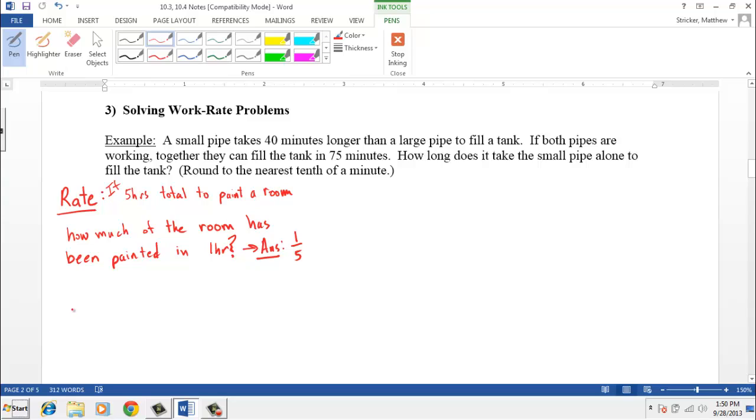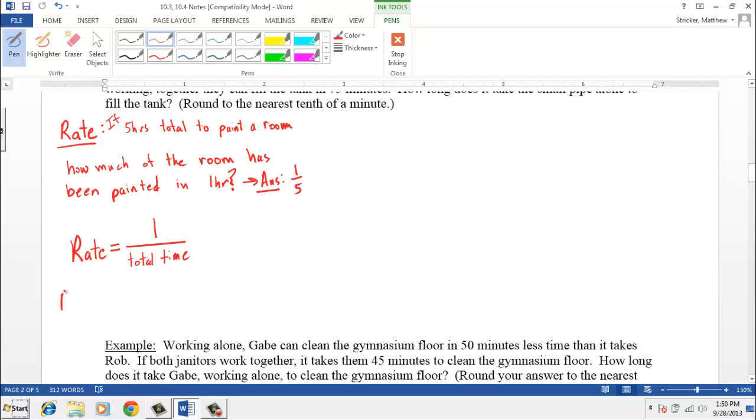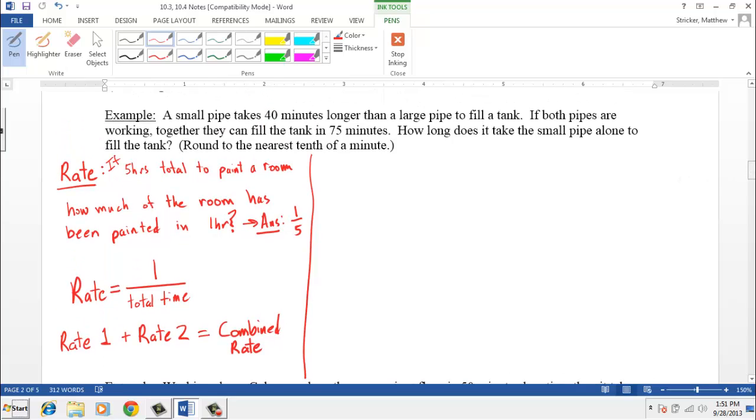That's a rate. So we're going to define rate to be equal to 1 over the total time. And so the way they usually work out is you take the rate of the first person or pipe or whatever, and you add it to the rate at which the second pipe or person can do the job, and you get a combined rate. Two rates working together can be added together to get a combined rate.